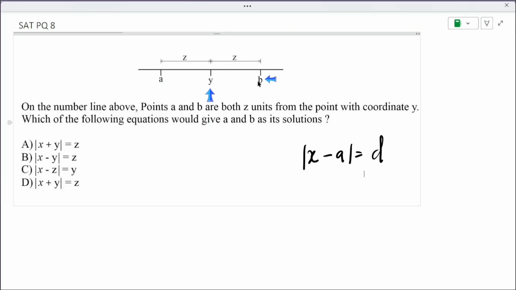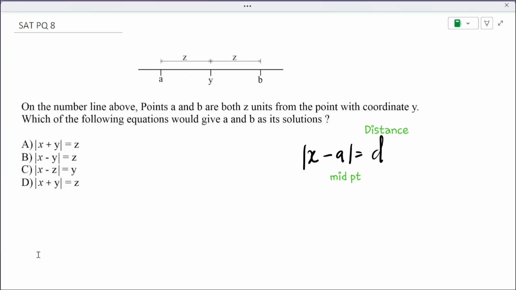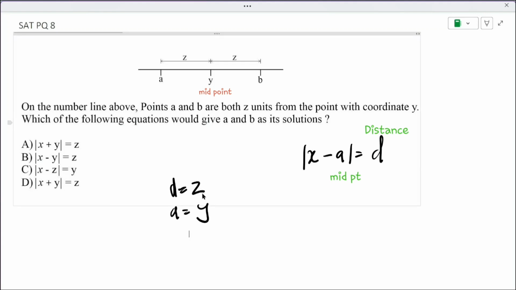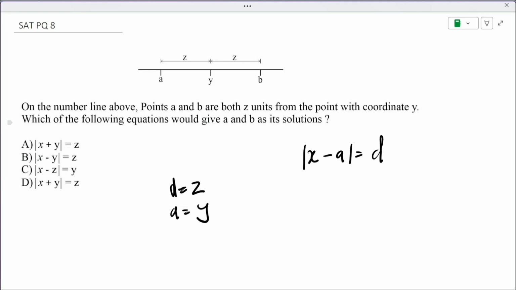You have the distance between y and B as z, and the distance between y and A as also z. So D is z, while A is y. All we need to do now is substitute these letters into this standard equation. So we have the absolute value of x minus the value of A, which is y, equals the value of D, which is z. So we have the absolute value of x minus y equals z. That's the answer to this question.